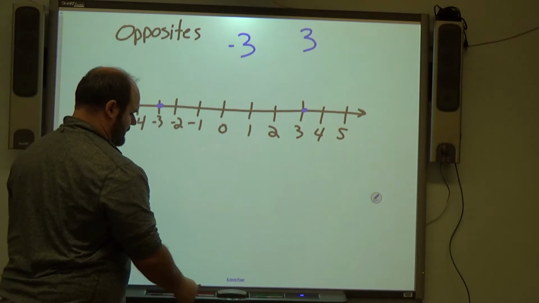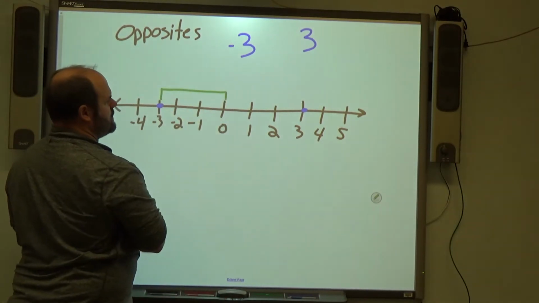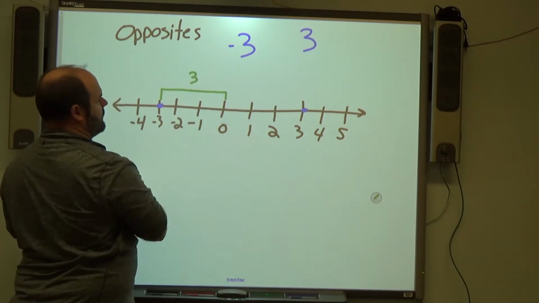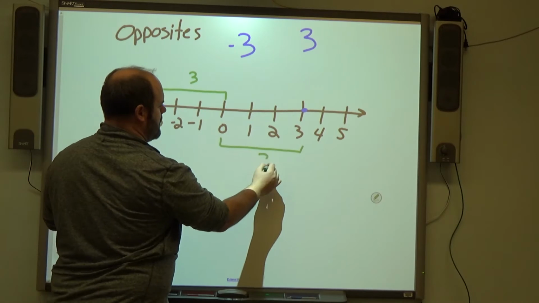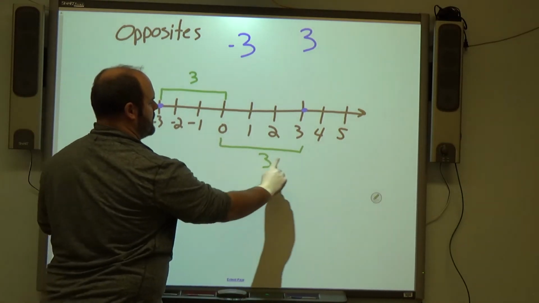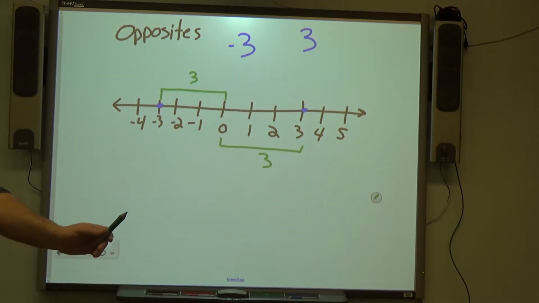The only other thing you have to remember is how far is it from -3 to 0? Well, it's 3 units. So the opposite of that is going to be whatever number is 3 units in the other direction from 0. Okay, so opposites are easy. One of them's negative, one of them's positive.